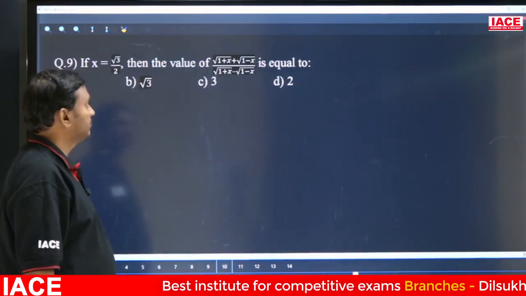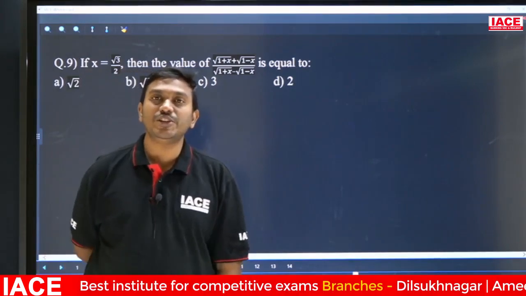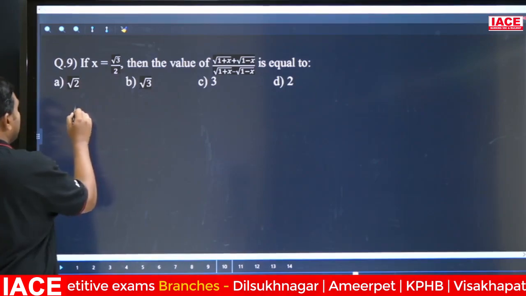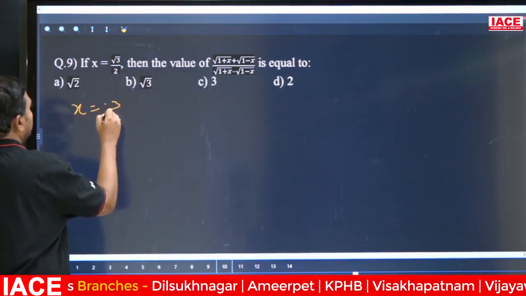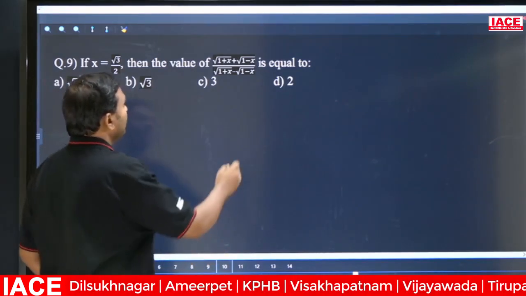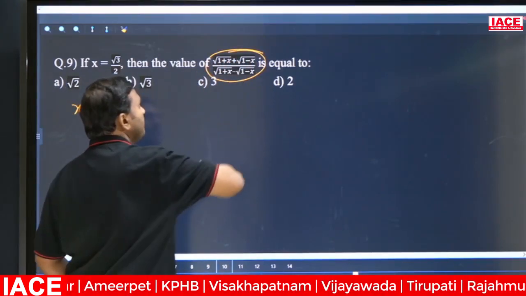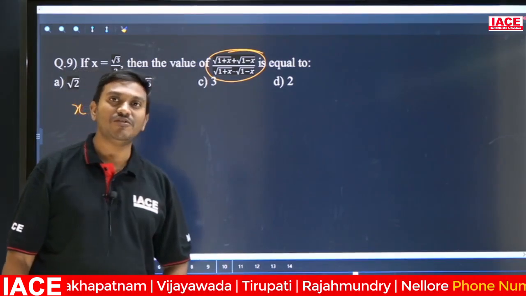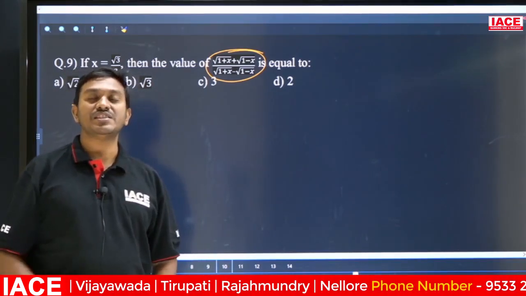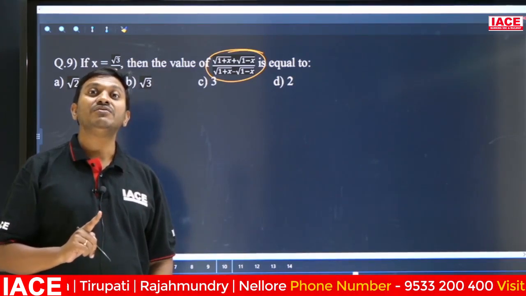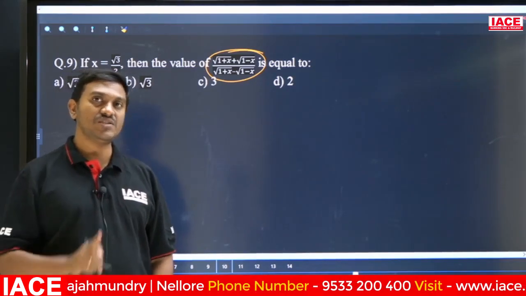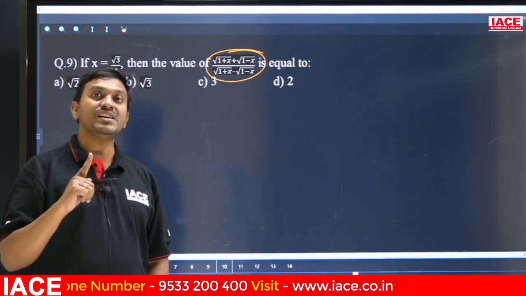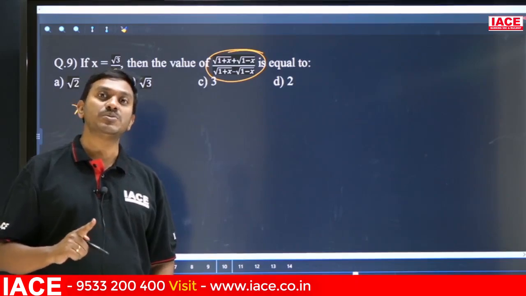Question 9. Now this is a question related to algebra, right? X equal to root 3 by 2 is given. Then find the value of square root of 1 plus x plus square root of 1 minus x by square root of 1 plus x minus square root of 1 minus x. In algebra, another most important point is finding the square roots. In class we discussed how to find square roots by mind calculation, finding surds square roots using mind calculations.